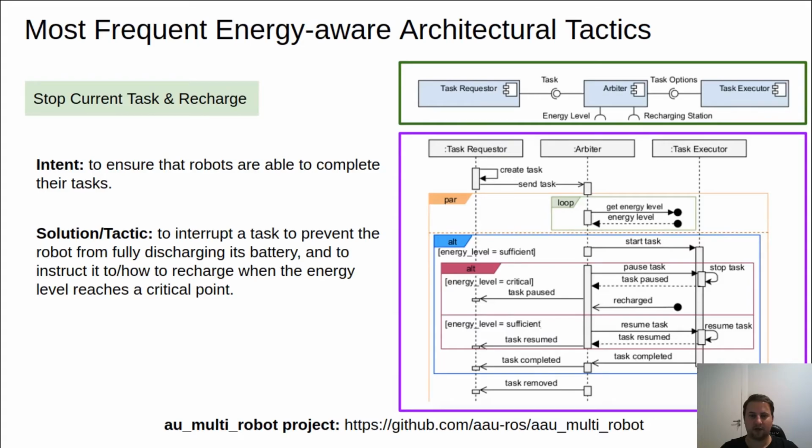Basically, the task requester requests the robot to execute some tasks. Then, the arbiter checks the energy level of the robot's battery. If the energy level is not critical, it instructs the task executor component to start the task. The arbiter continuously keeps track of the energy level, and whenever it goes low, it instructs the task executor to pause the task and the robot to recharge. When the robot is recharged, the arbiter instructs the task executor to resume the task. We also share a project example at the bottom of this slide.